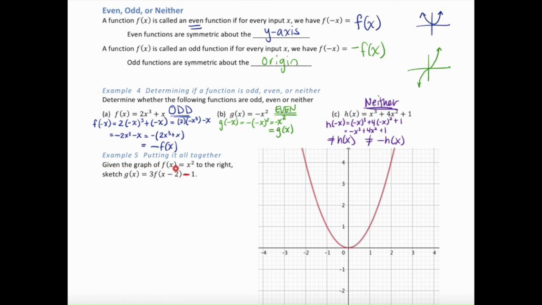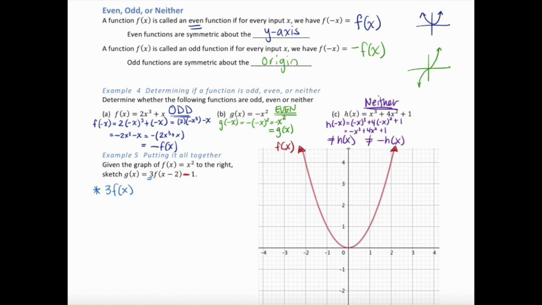Given the graph of f of x equals x squared to the right, so that's this graph right here. This is f of x. Sketch g of x equals 3 times f of x minus 2, quantity, minus 1. So let's start by looking at what this 3 does to our function. So 3 f of x.